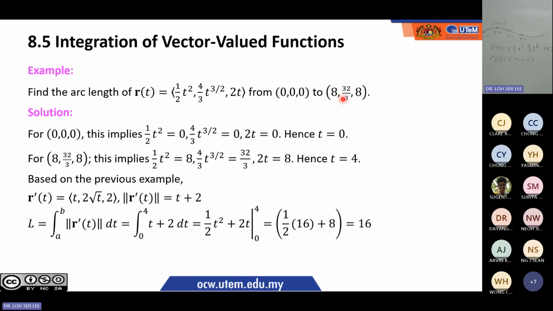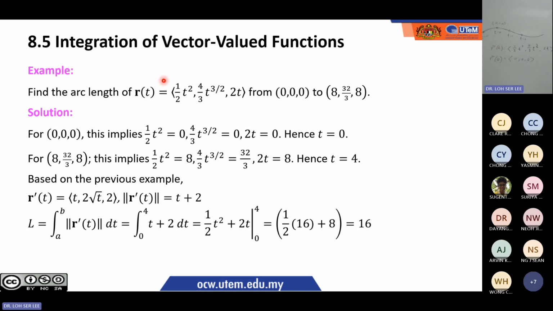For the second point, we equate the first component function to 8, the second component function to 32/3, and the third component function to 8, and solve these 3 equations. Then you get t equals 4. So t equals 4 represents the point on this arc. Later on we need to integrate from 0 up to 4.